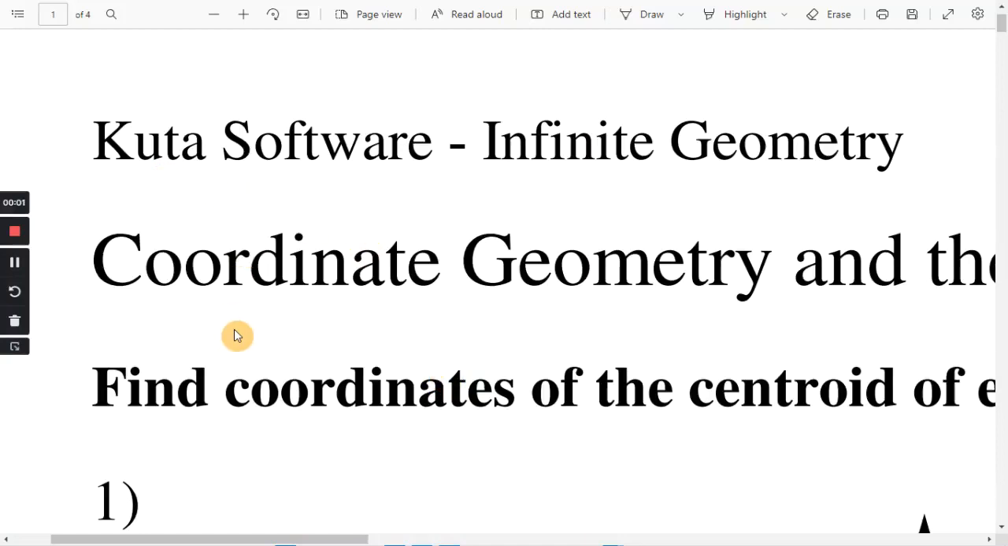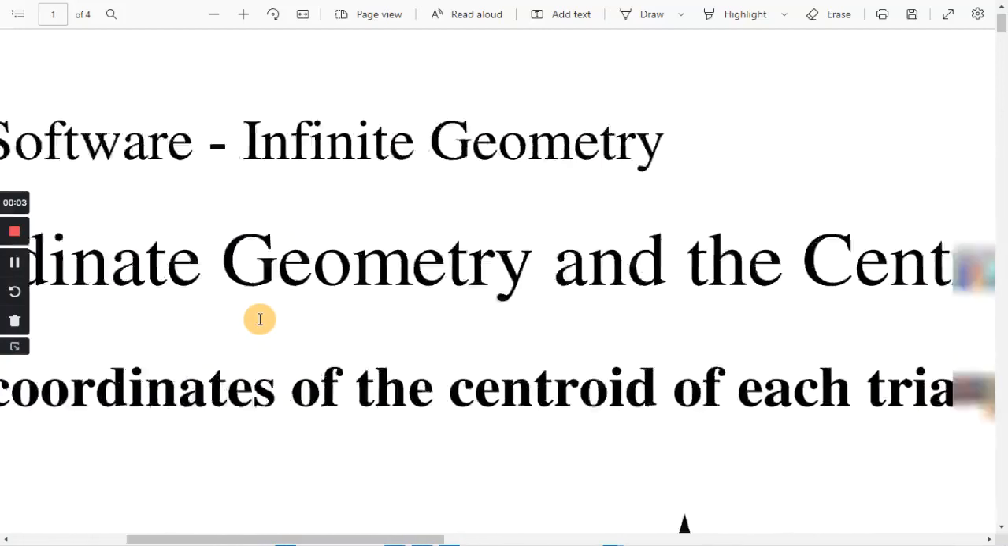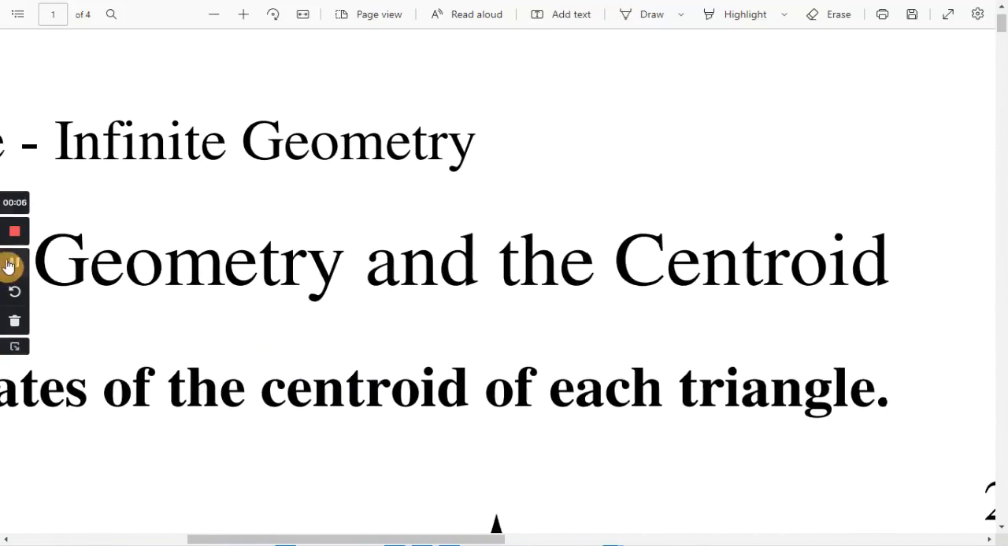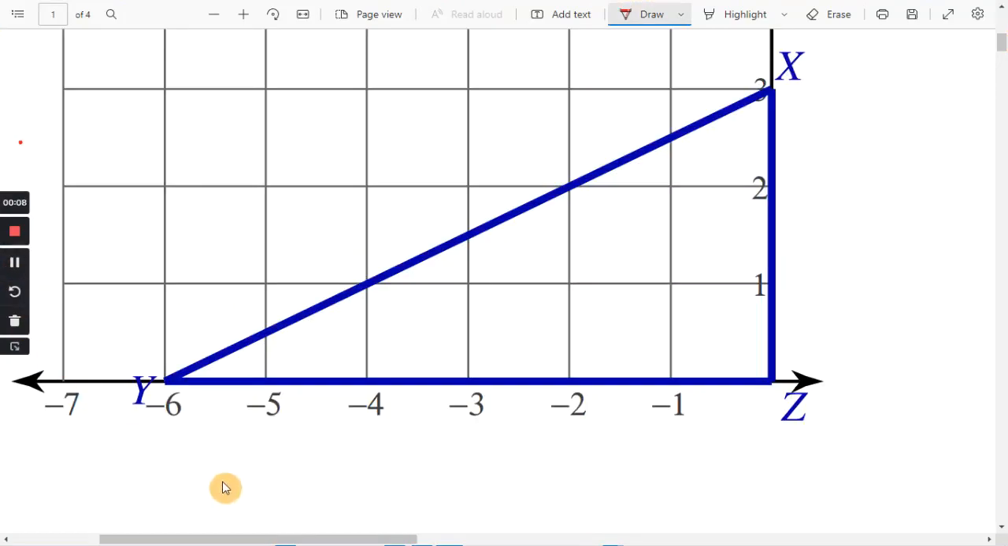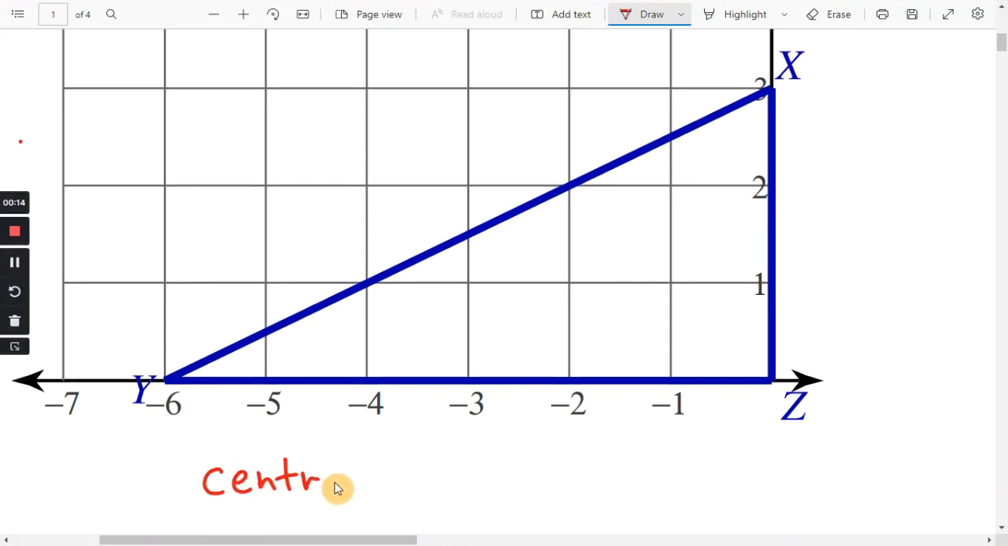This will be for the CUDA software worksheet, coordinate geometry, and the centroid. So the coordinates for the centroid, they're actually very easy to find. The x coordinate is just going to be the average x, and the y coordinate is just going to be the average y.